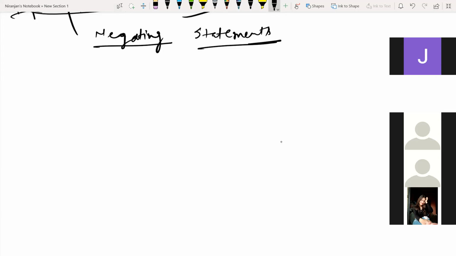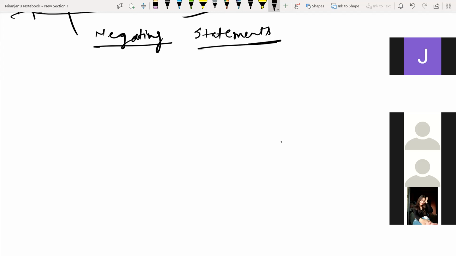So how do you negate a statement? Let me take a very small example. See, my notebook has all the big examples. No, it's not going to work. Okay.